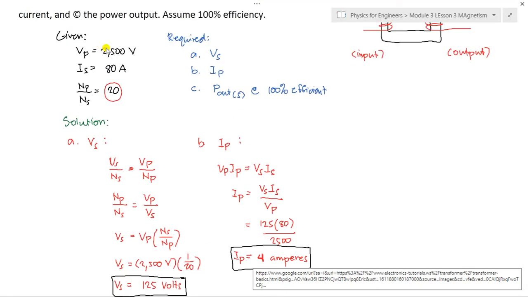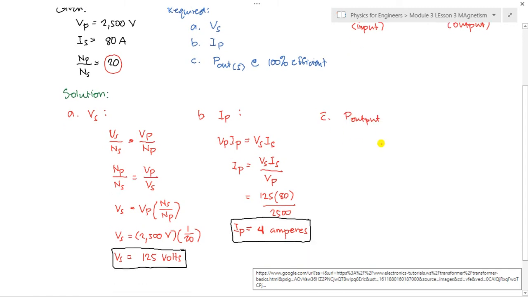Okay, and then for the last, letter C, since this is P output, P output. Since this is 100% efficient, now we can solve for the power output using IP times VP or IS times VS. Since 100% efficient man, equal ra ang input power and the output power. So solving either of these, ako mo-choose sa secondary. So for secondary, I have 80 amperes, and the secondary voltage is 125 volts.